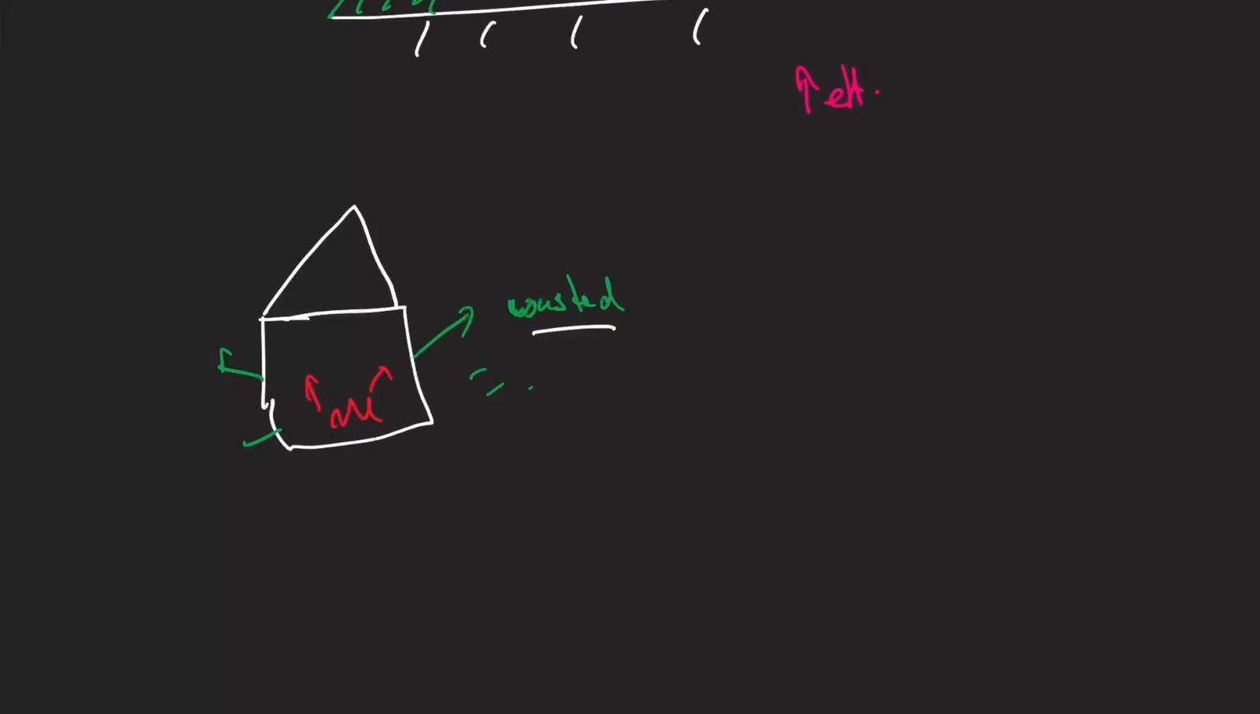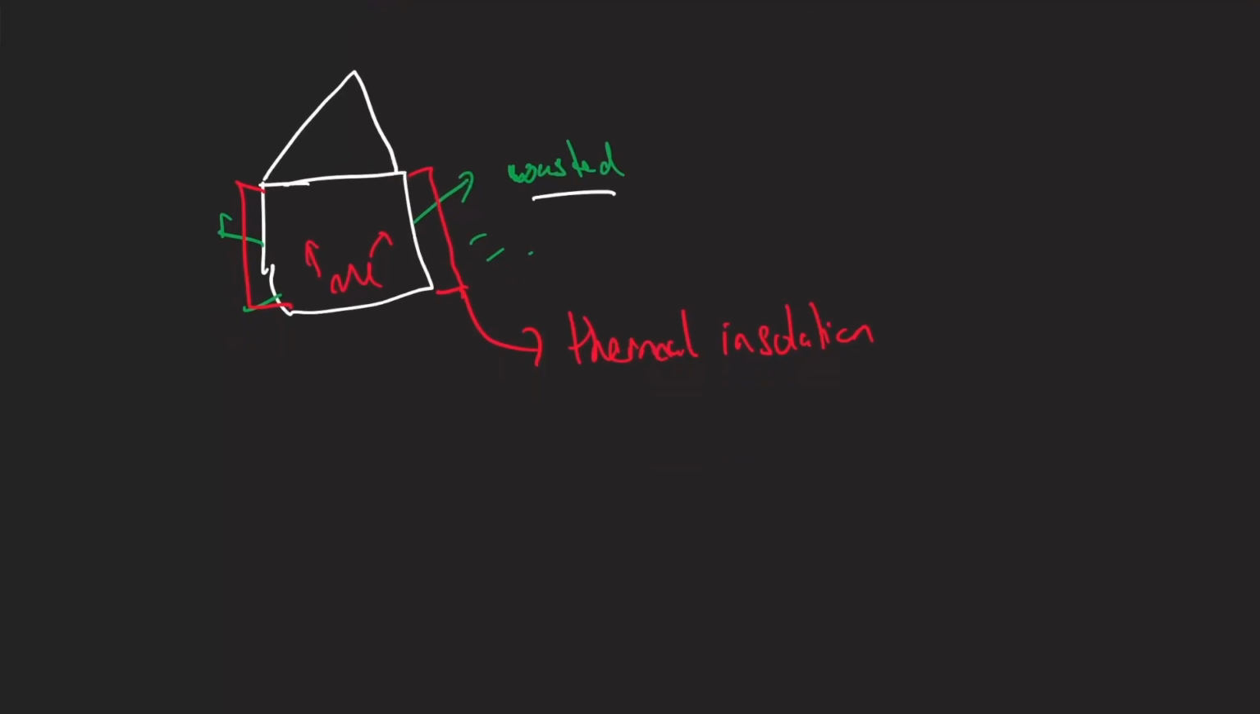So one way we could do that is through the use of thermal insulation. So if we add an insulating layer around the walls in our house, for example like this, we'll label this as thermal insulation. So what does that do now? Now we've got thermal insulation. The idea is that different materials will have different thermal conductivity.